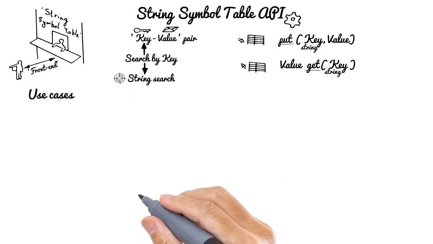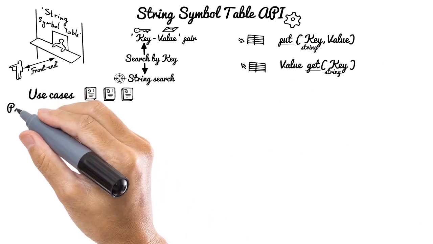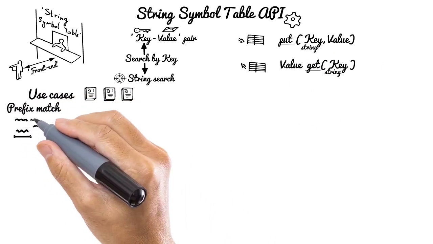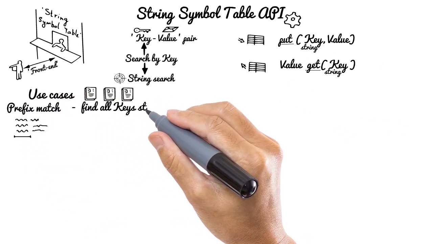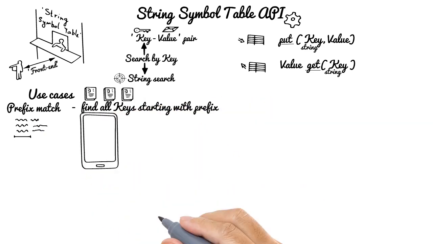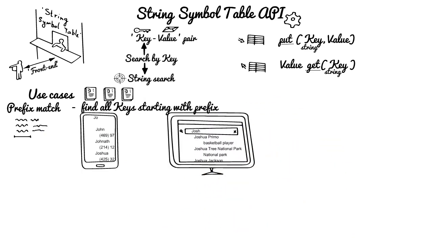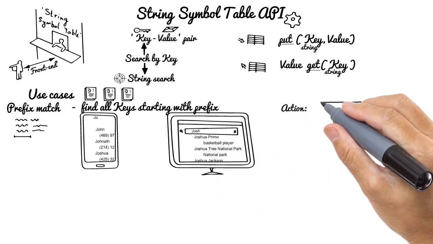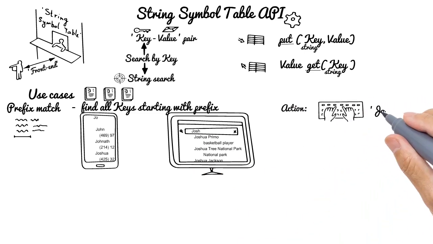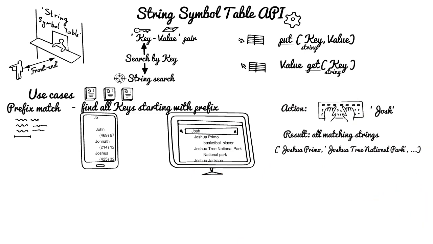Let me provide a few use cases where searching by key of type string would be very useful. Prefix match. Find all keys in the symbol table starting with a given prefix. Examples: autocomplete in a cell phone, search bar, text editor. The action is that the user types characters one after another at a time. The result is that the system reports all matching strings.